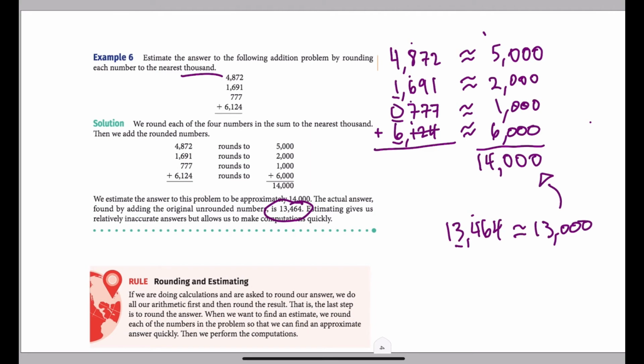Compare these two here. So this is the answer you get when you estimate, which is you round first. And this is the answer you get when you do all the arithmetic and then you round later. And you can see how it can make a difference which one you do first. And so it's really important to check out the directions and see what they're asking you to do.